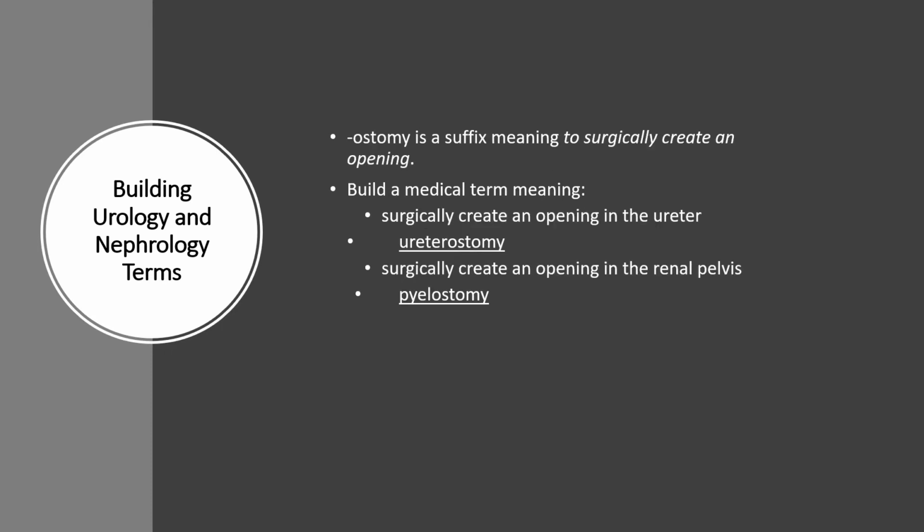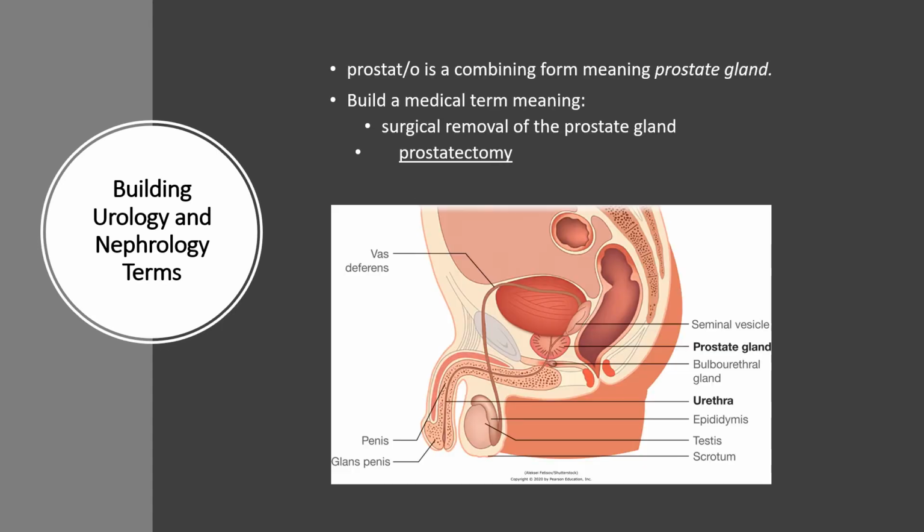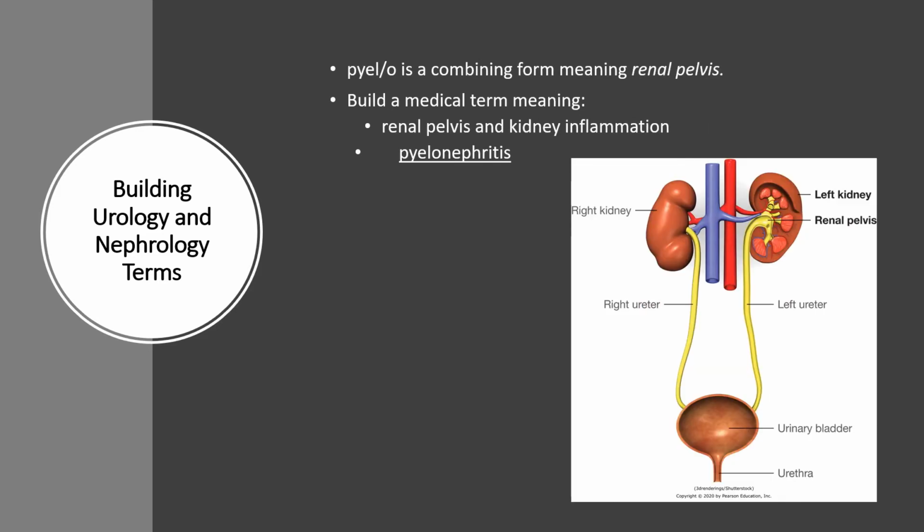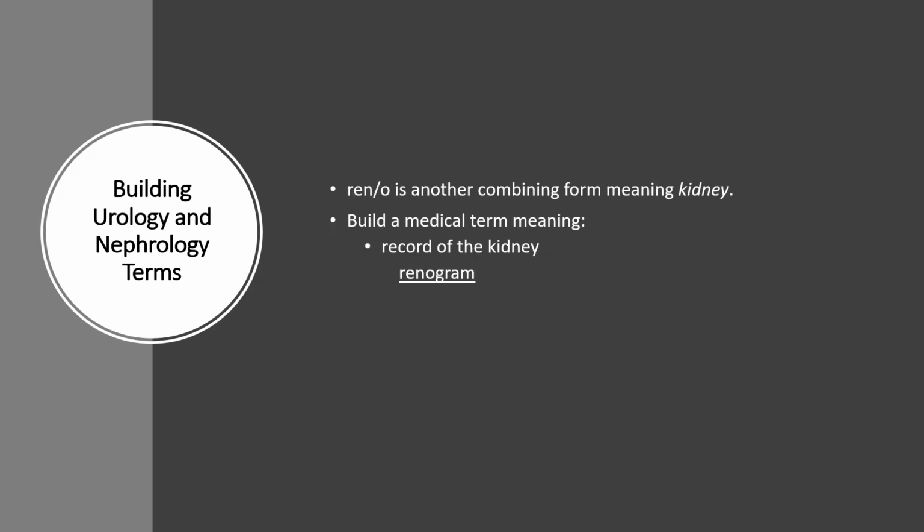Ureterostomy is to surgically create an opening in the ureter, and pyelostomy is to surgically create an opening in the renal pelvis. Prostatectomy is to surgically remove the prostate gland. Pyelonephritis is renal pelvis and kidney inflammation. A renogram is a record of the kidney.